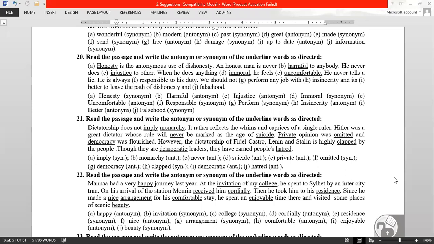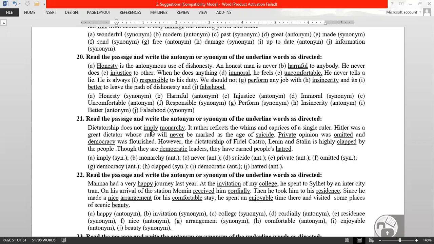Okay. Now, let's see the word given below. Imply. Dictatorship does not imply monarchy. Here, imply is a verb. Does not imply. Dictatorship does not imply. That means dictatorship does not mean. Sir, indicate. Mean or indicate. Okay, thank you. Very nice.